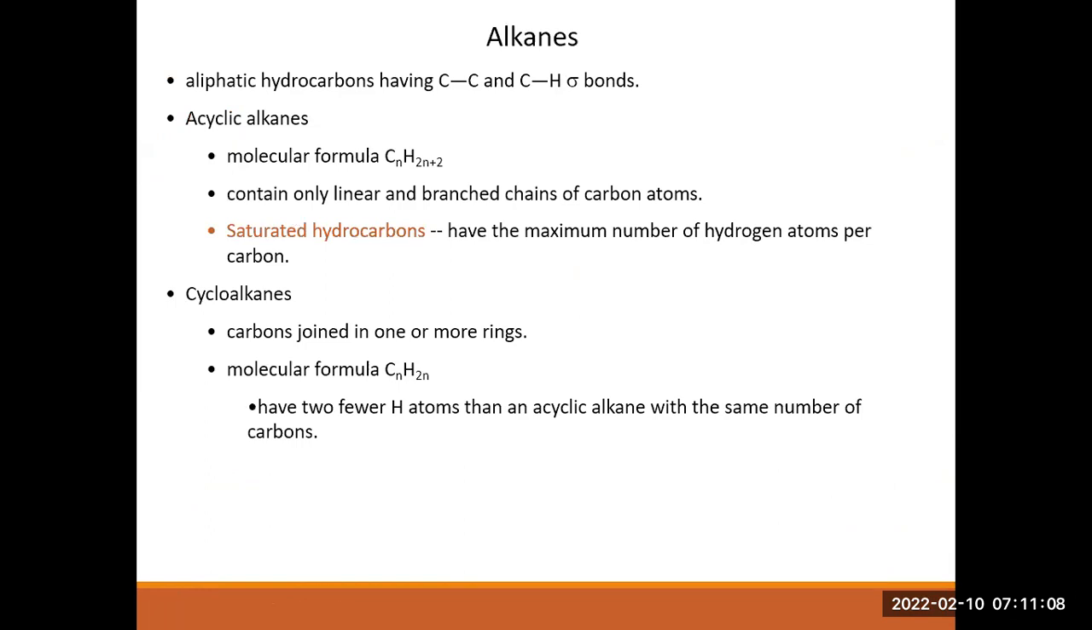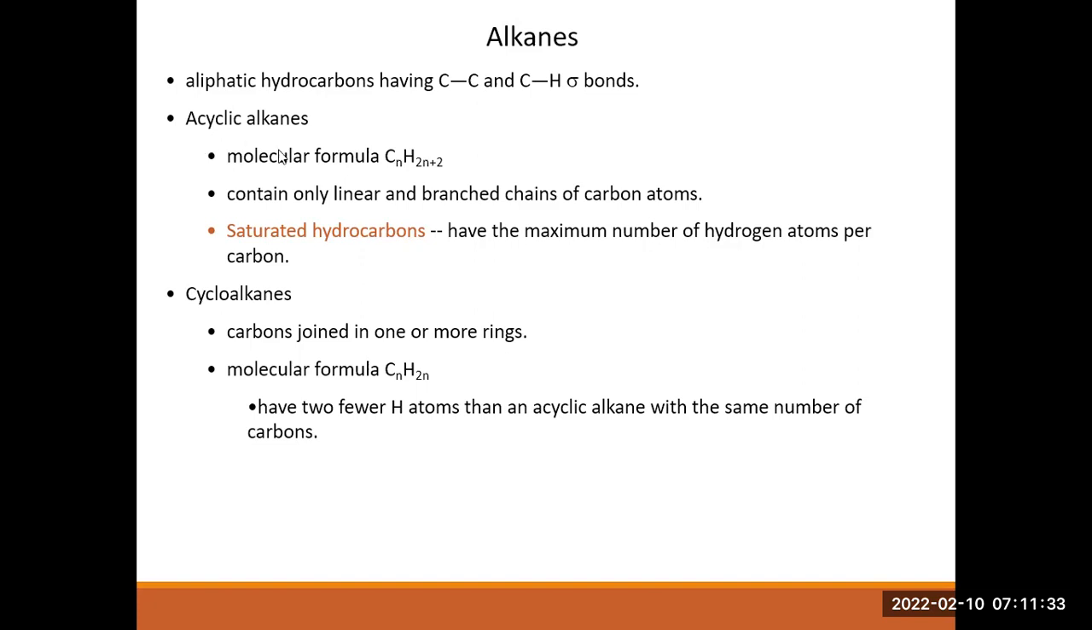So of course, we talk about alkanes. These are still hydrocarbons with carbon and hydrogen bonds. And there are two types or two classifications. We have acyclic alkanes and we have the cycloalkanes. So let's just go through them one by one.